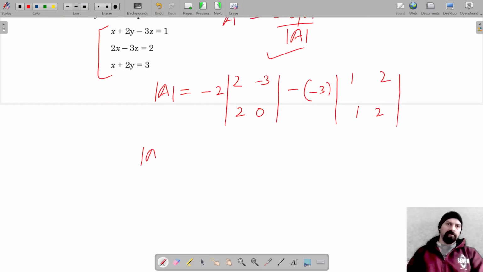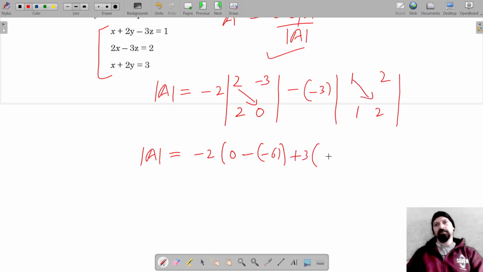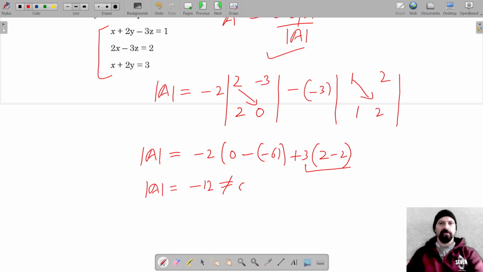So the determinant of A is equal to negative 2 into 0, which is 0, minus 2 into negative 3, which is negative 6, plus 3 into 1 into 2 minus 2, which is 0. Now the determinant of A becomes 6 from this term, and this term is 0, so it is negative 12. Negative 12 is not equal to 0, which means A inverse exists.